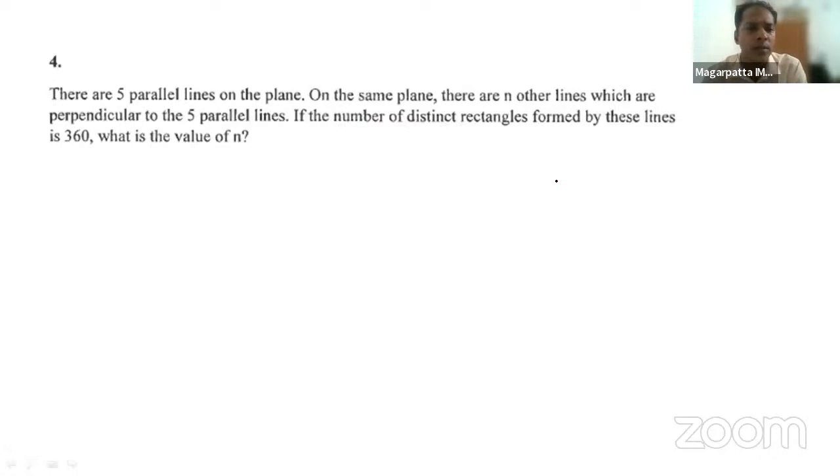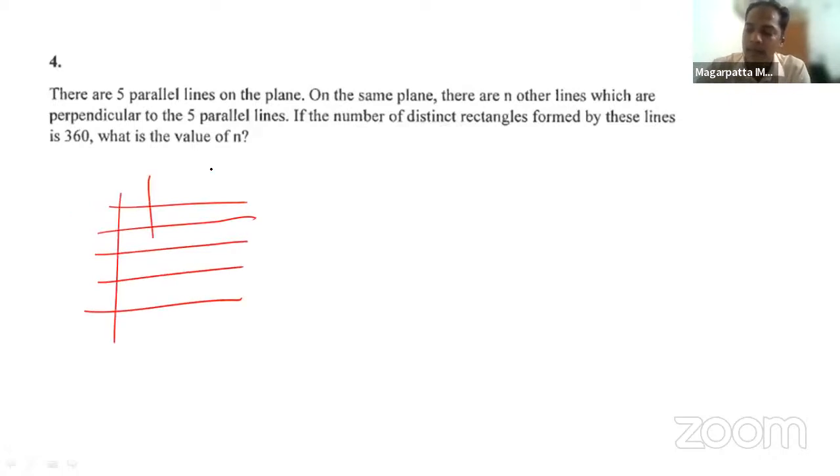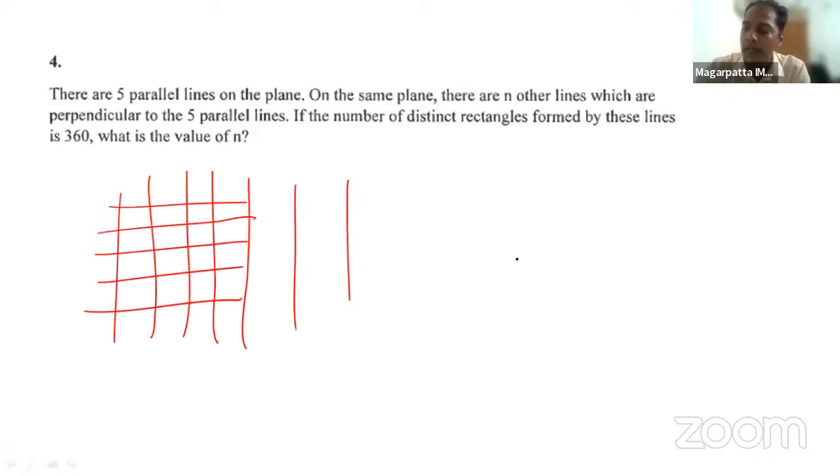Now what about this one? There are 5 parallel lines on the plane. On the same plane, there are n other lines. Okay. So 5. I don't know how many other lines.